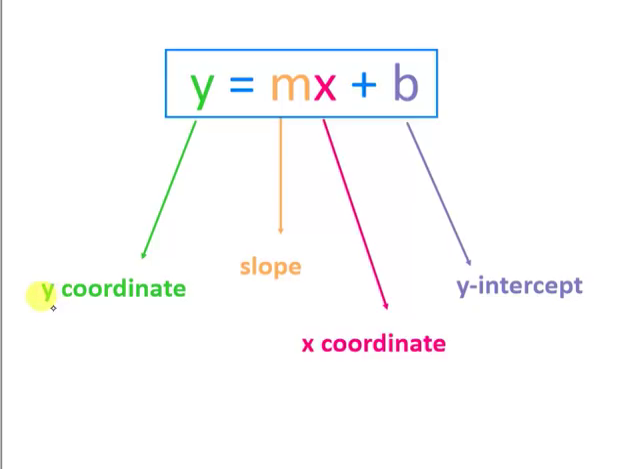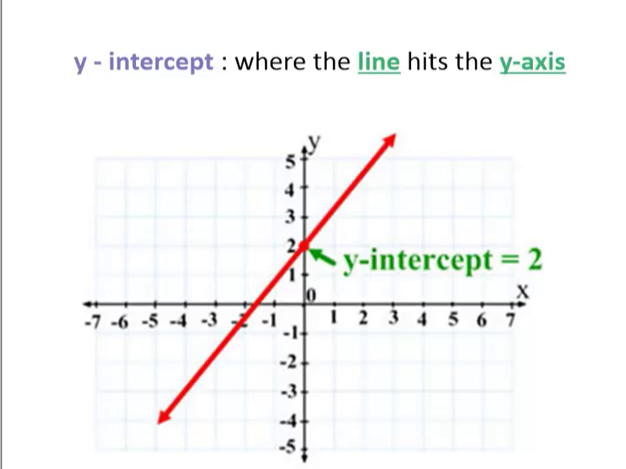Now the y is going to stand for the y-coordinate. The m you're already familiar with, so the m is your slope. The x is going to be the x-coordinate from the problem, and the b is the y-intercept. And this is going to be the really new part for you. All right, so let's take a look at this and break it down.